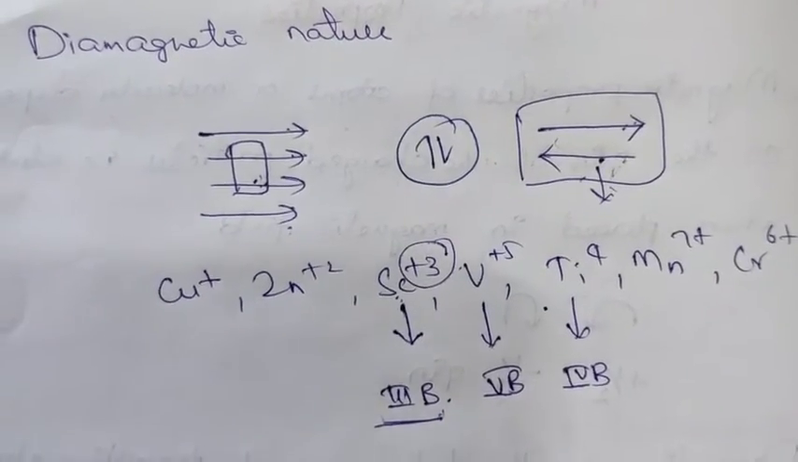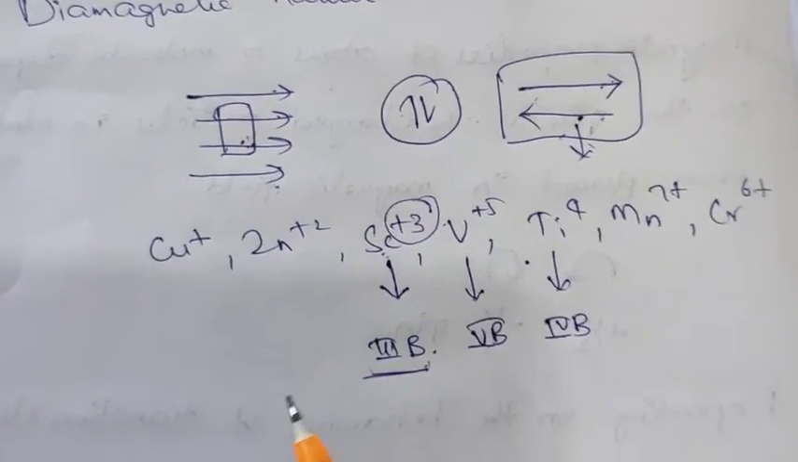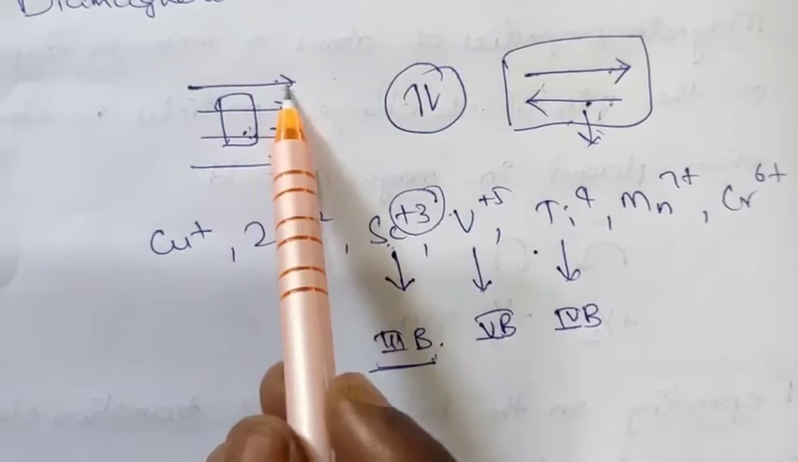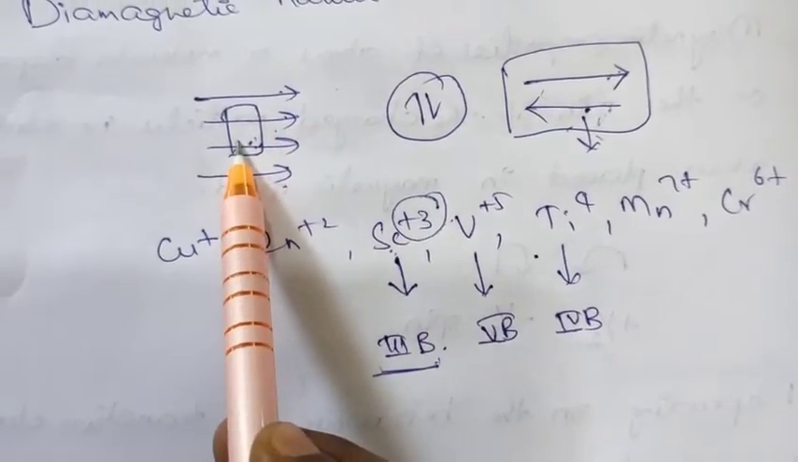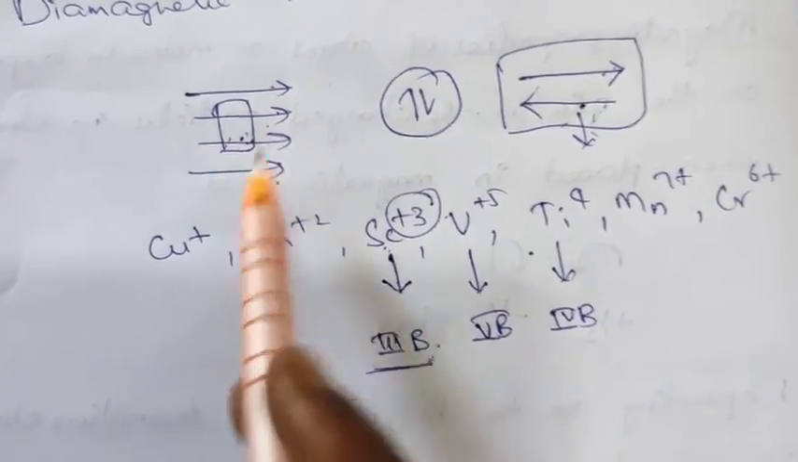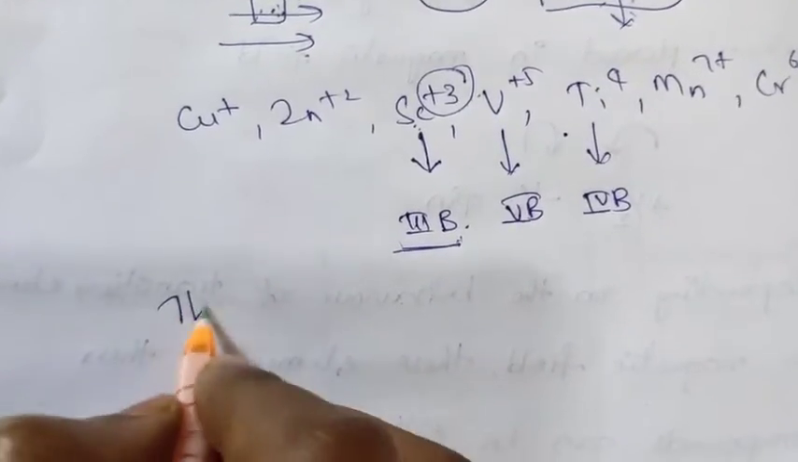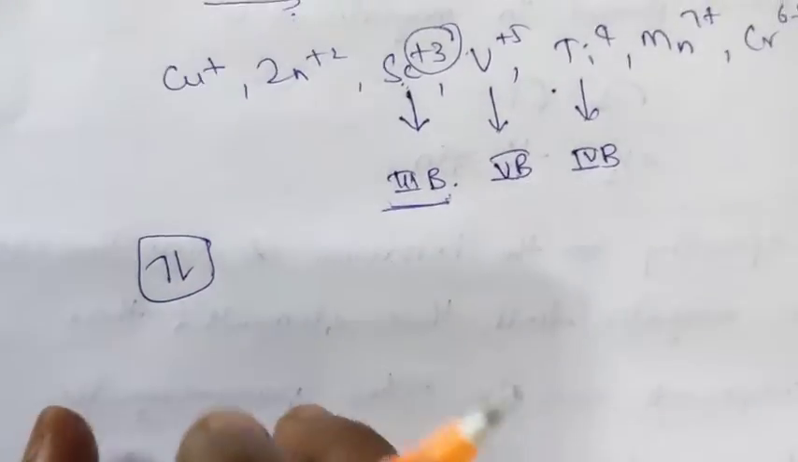In the diamagnetic nature, two points are most important. One is that there is a repulsion between the magnetic field and the metal. Another is that whenever diamagnetism is there, there is a pair of electrons present in that molecule.